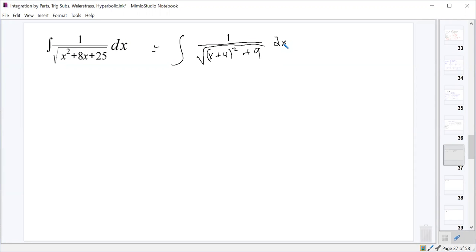Then the substitution we'll do is we'll let x plus 4 equal 3 tangent theta. Since this is a u squared plus 3 squared, we'll make it 3 tangent theta. And then dx is equal to 3 secant squared theta d theta. Good or no?